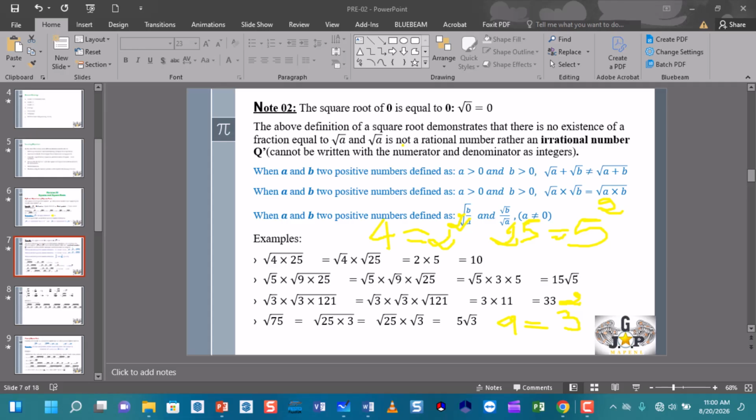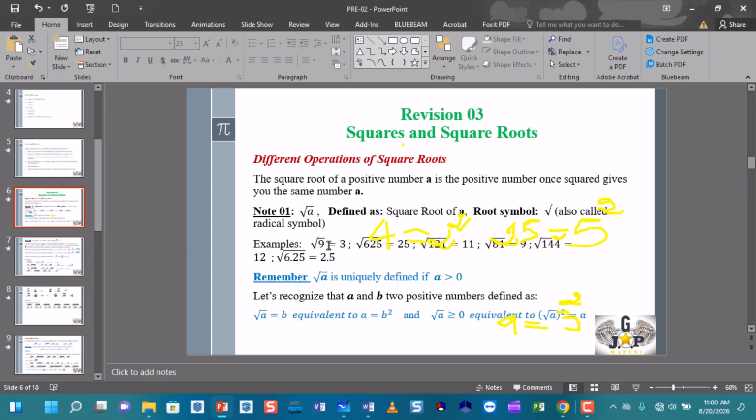Same thing, if you come back here and click here, you can see all these expressions: 9, 16, 25, 121, 81, 144, 625. These are square numbers because from them you can write perfect squares. Okay, so that is the idea. That is the hint you have to understand.